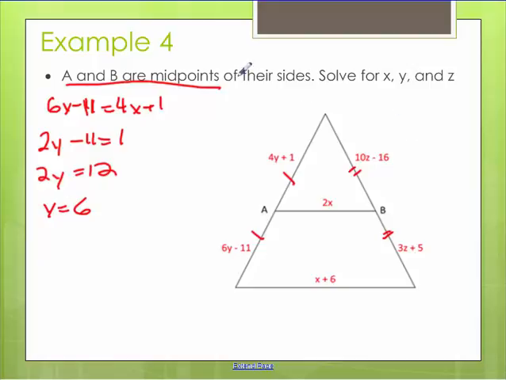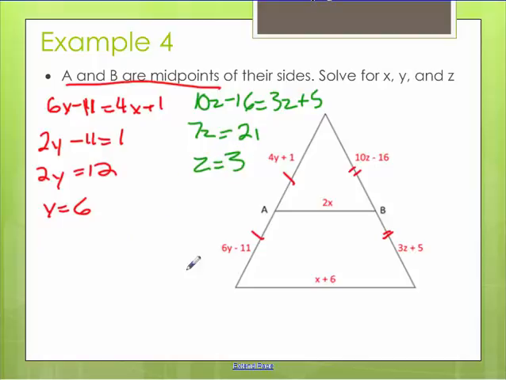Now for z, I'm going to do the exact same thing. I'll even change colors. 10z minus 16 equals 3z plus 5. I'm going to subtract 3z from both sides. I'm going to add 16 to both sides and get 21. Divide, z is equal to 3.